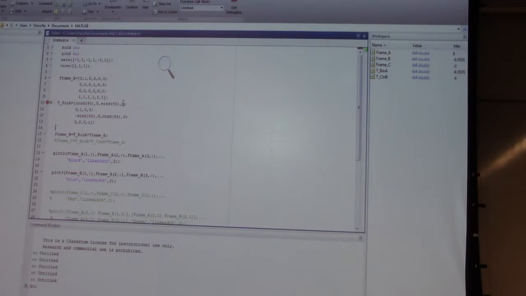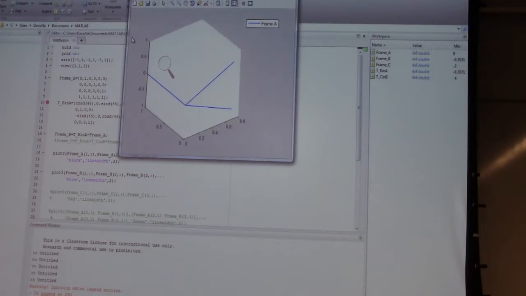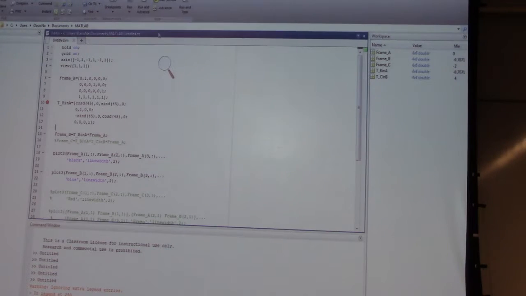One, two, three, four. Oh, okay. So I clicked right here, which put a stopping point there. So if you happen to click on the side, it'll put a stopping point conveniently in the middle of your code. So don't do that unless you intend to.